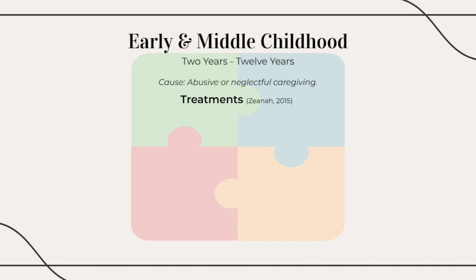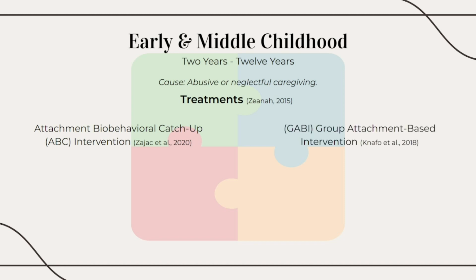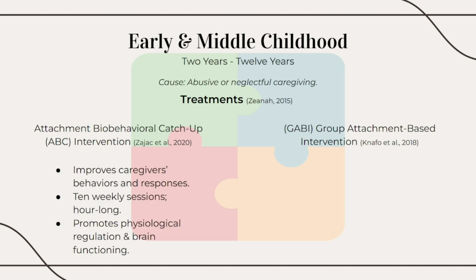Two promising options include attachment and biobehavioral catch-up intervention, or the ABC intervention, and group attachment-based intervention, also called GABI. The ABC intervention focuses on improving caregivers' behaviors and responses to their children's needs. The treatment consists of 10 weekly sessions, with each session lasting an hour. The sessions themselves are held at the children's homes, and each one focuses on building the parent-child relationship through different skills. The ABC intervention has been found to be successful and promotes physiological regulation and brain functioning.